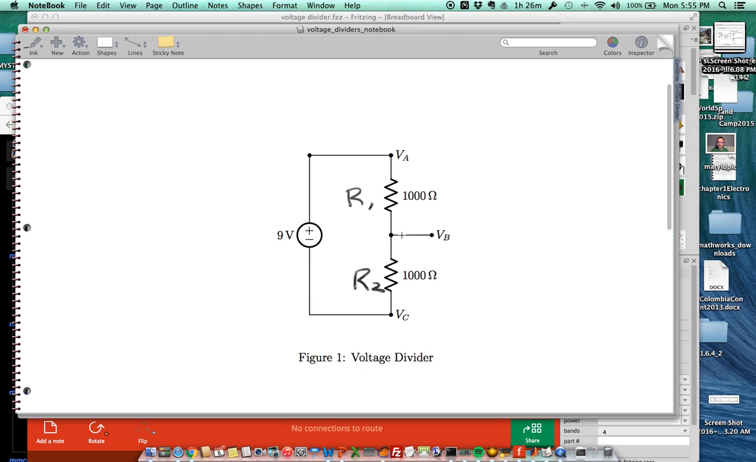Now in order to calculate the voltage at point VB, I need to figure out what the voltage is that is left to drop across R2. So in a series circuit, I start out with 9 volts, I stay at 9 volts, and then I drop some voltage across R1, and then whatever's left I drop across R2. So this voltage at VB has to be the same as what I drop across R2 because I need to get back to 0 on this side of the battery.